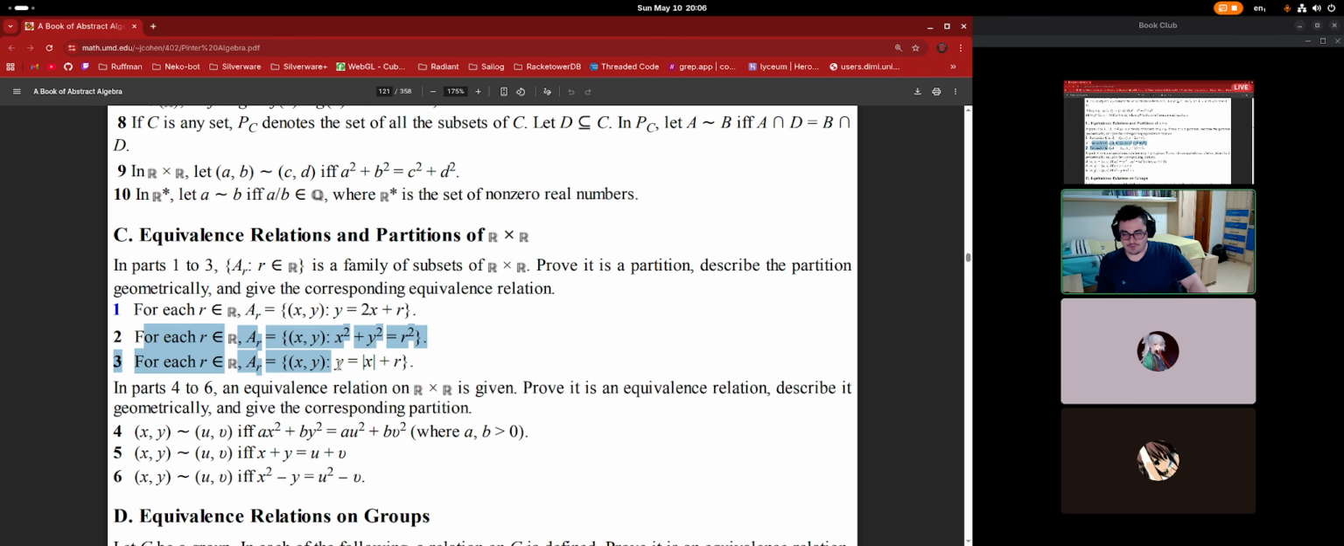This one is for the circles. This one, as I said, I saw the answer, but it's fairly fine to know. These are all the curves with slope 2.